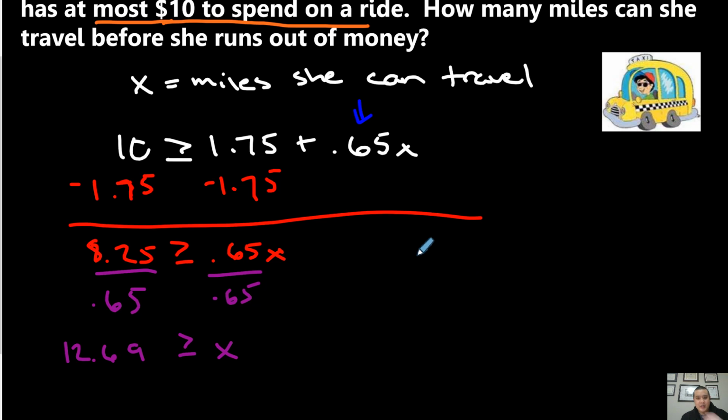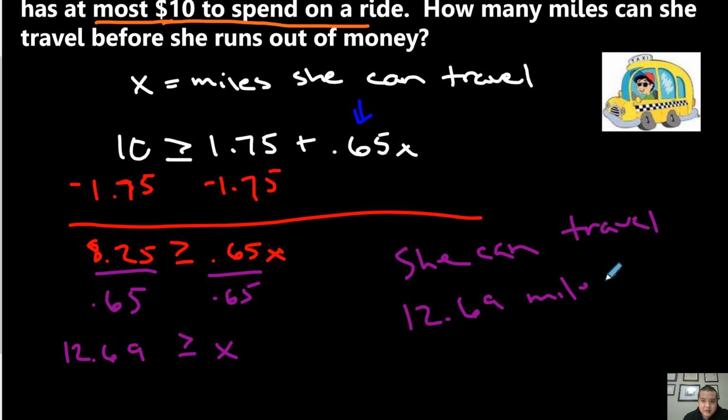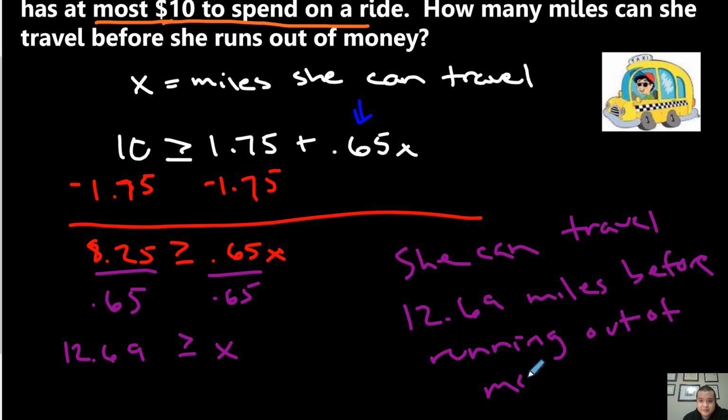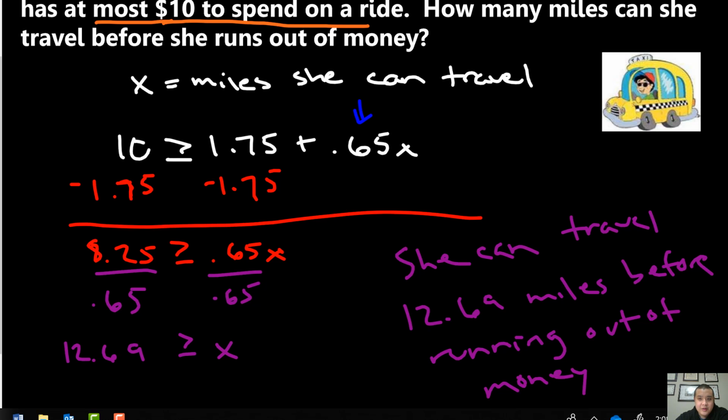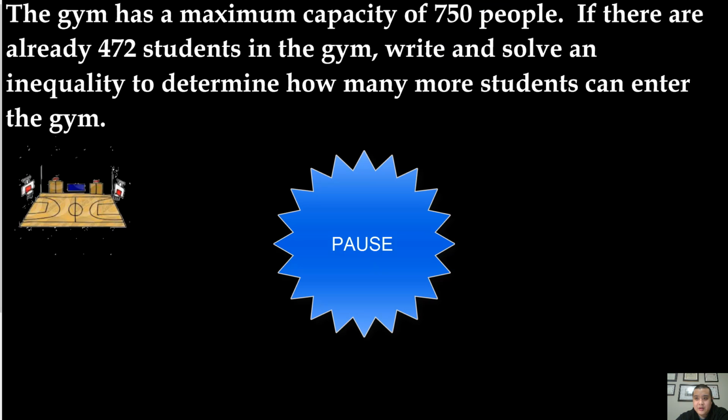So we can say that she can travel 12.69 miles before running out of money. Okay. Go ahead and try this problem out on your own.